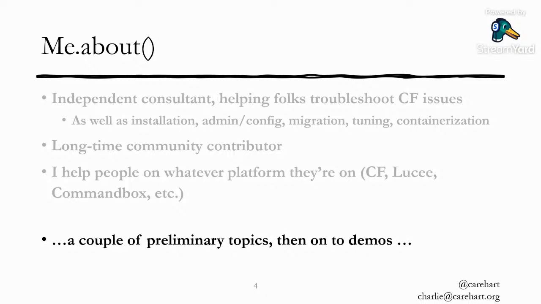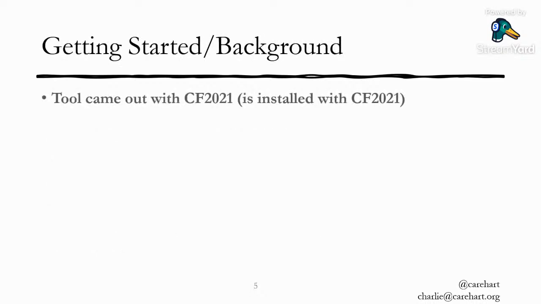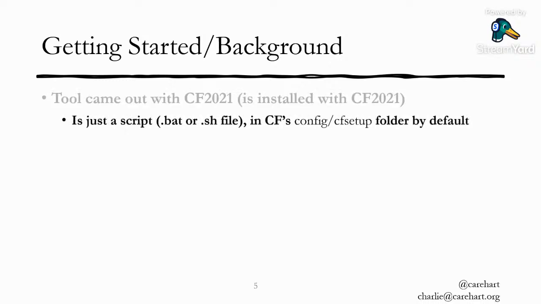So I do also want to say a couple preliminary topics before we move on to the demos, that background stuff I was talking about. So as I said, the tool did come with CF 2021, and it is already installed if you have CF 2021. And it's just a script, a .bat on Windows or a .sh file on Linux or Mac. And it's in the config/cfsetup folder. So that can be a little confusing because people might be looking for it and going, I don't see it in the cfusion/bin. If you're used to seeing scripts and executables in the cfusion/bin, it's not there.